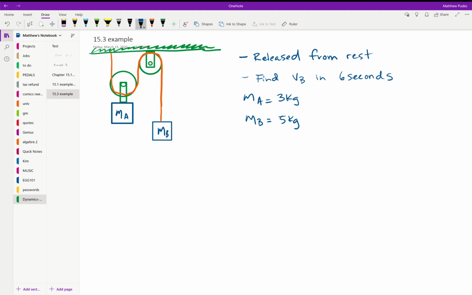I'm going to work example 15.3. What we have here is a pulley system where we have two masses of unequal mass. One is 3 kilograms and one is 5 kilograms, and we're going to release them from rest and see what happens. We learned from our lessons in dependent motion that, depending on the number of pulleys, we're going to have different motion between mass A and mass B.